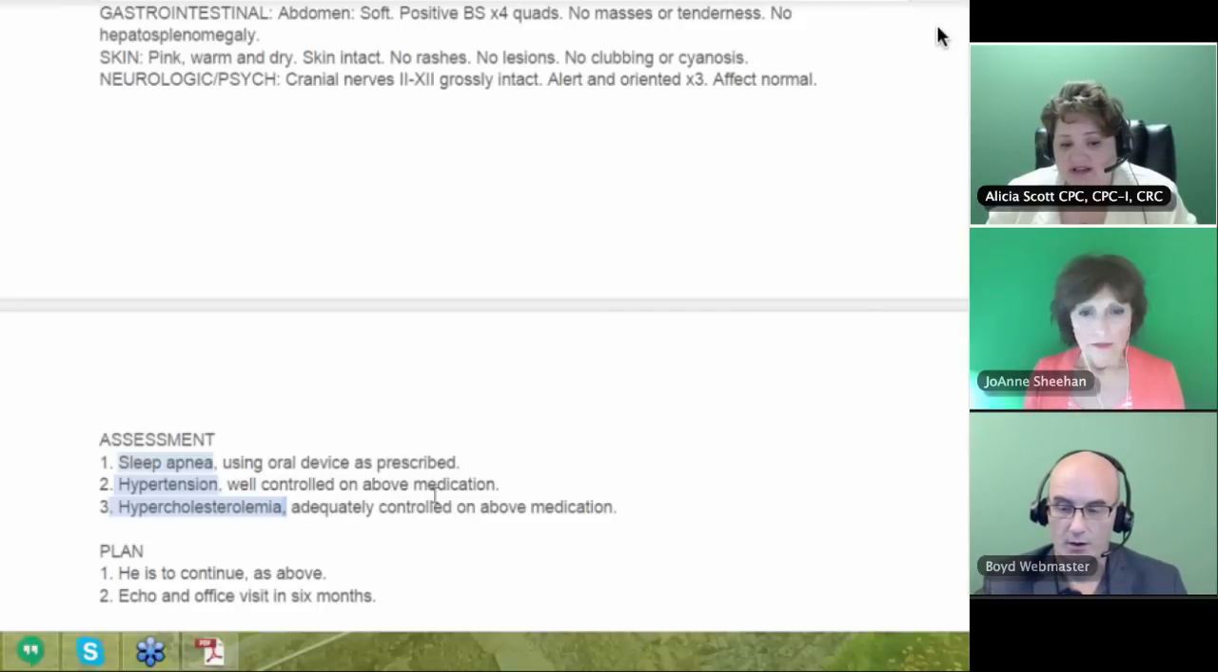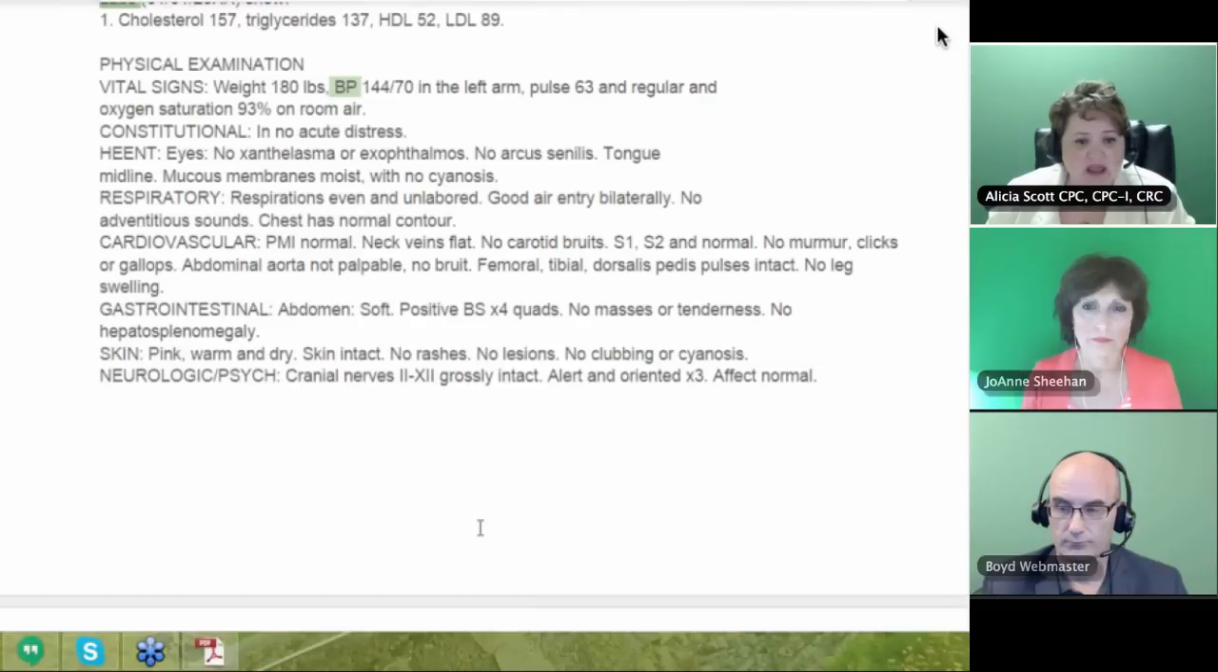Now, even though it says it's well controlled, he has to take medication or he would have hypertension, so that is definitely codable. And then same thing with his cholesterol. It's adequately controlled on the above medication, and then the plan is, everything's going to continue, and he wants to do an echo in the office visit in 6 months. So now I'm going to slide back up to the top, and I'm going to start looking.